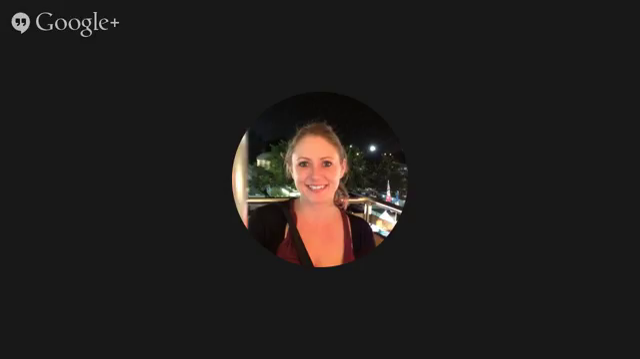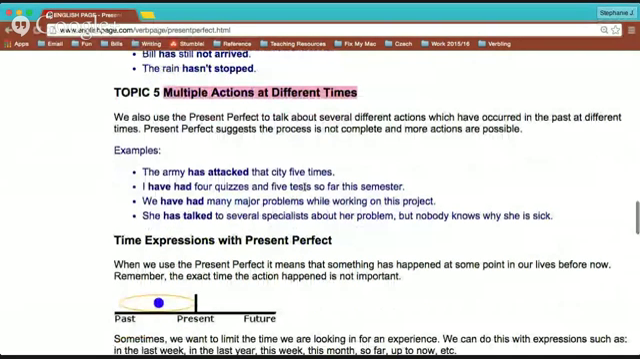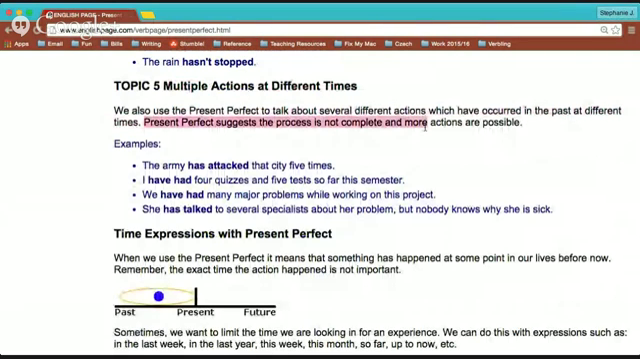Topic 5, actions at different times. We'll use the present perfect when different actions have occurred in the past at different times. The present perfect suggests the process is not complete and that more actions are possible. So the army has attacked the city 5 times. The army may not be finished attacking. We would understand that from that sentence.